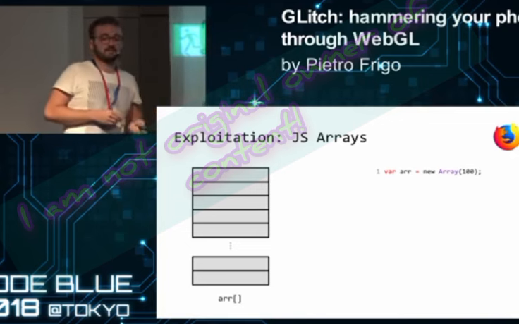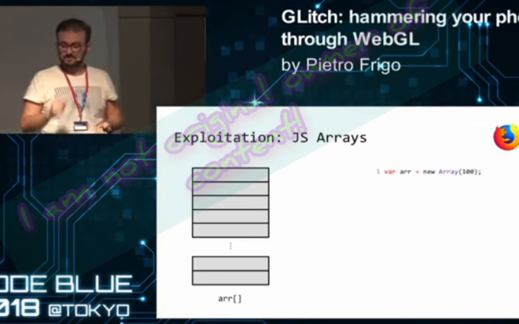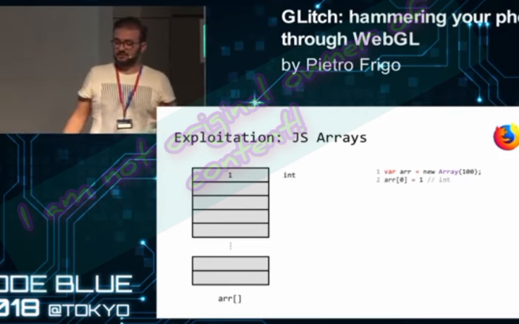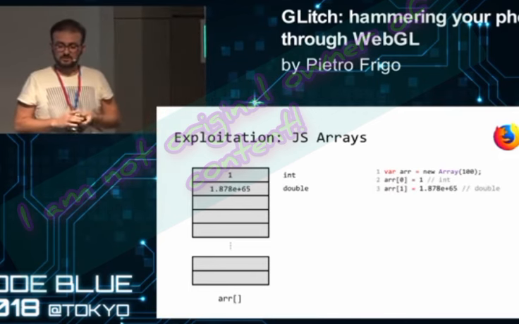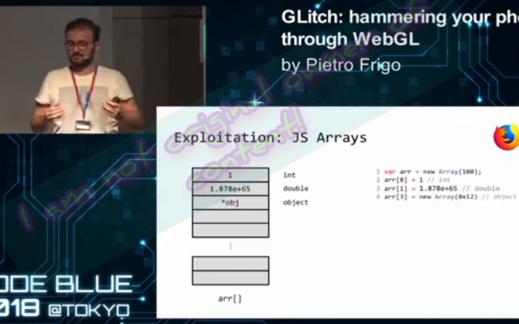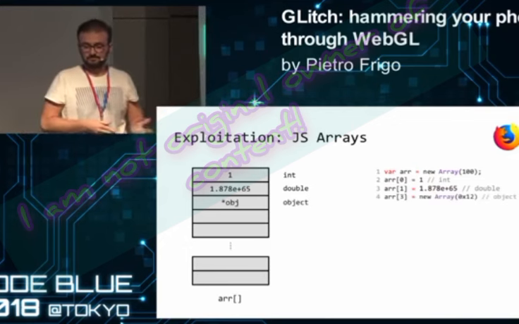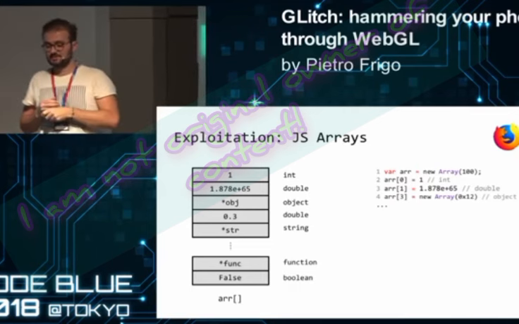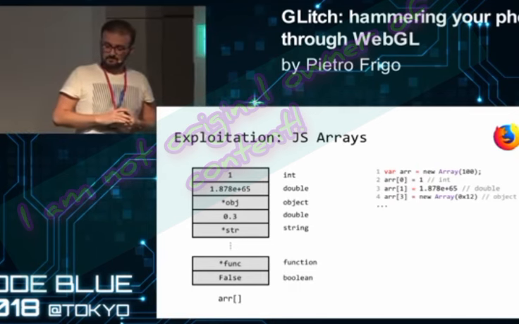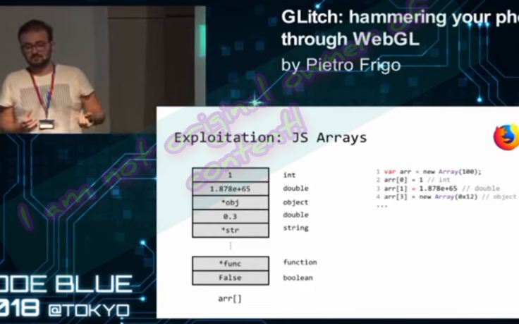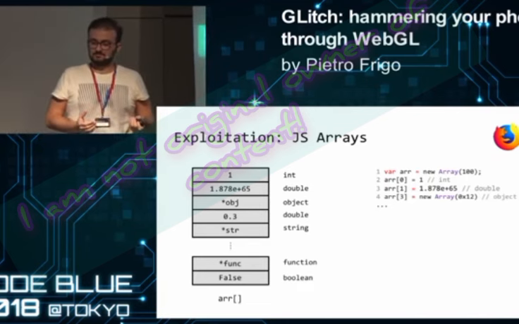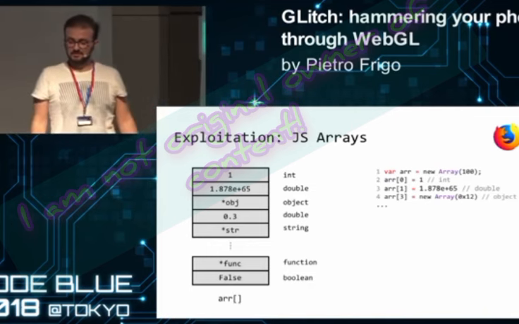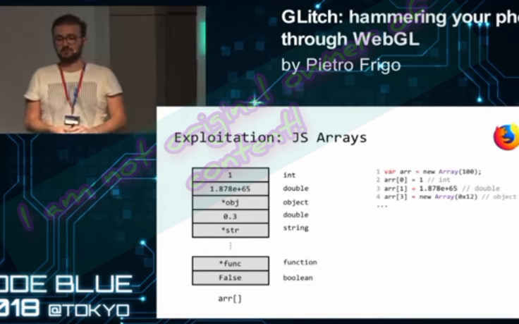So let's say you want to allocate an array of 100 elements, and then you can, for instance, put an integer in there, and then a double, an object. You can just create another array and place it in the same array, and a lot of other things: strings, functions, booleans, whatever you want. Now the first question is, why would you do it? Because it's not very smart, considering that it can be very insecure to do this. But the second question is, how would you do it efficiently?